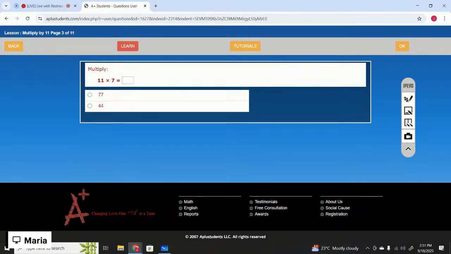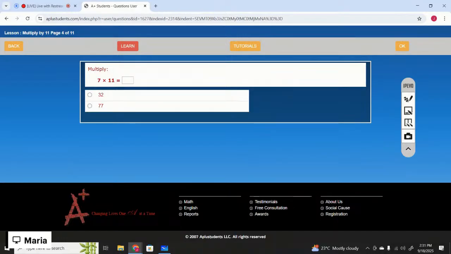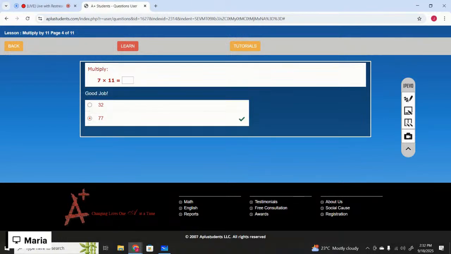11 times 7 it is. That is 77. Option number 1 is the correct option. 11 times 7 is 77. It is option number 2 is the correct option.